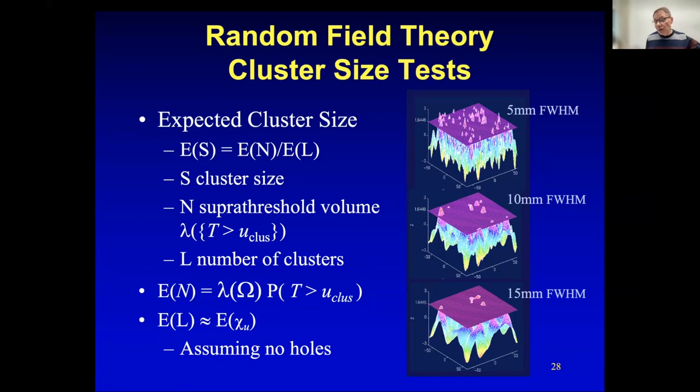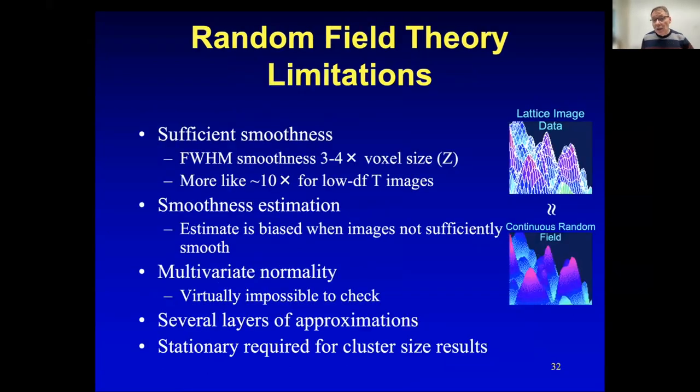And further, we can also then correct that for searching over the brain, which gives us family-wise error control. So again, just a summary of the random field theory results. We do have to assume that there's sufficient smoothness, because the discrete voxel or mesh data that we have has to behave like a smooth random process. We cannot just assume the smoothness, we have to estimate it from the residuals.